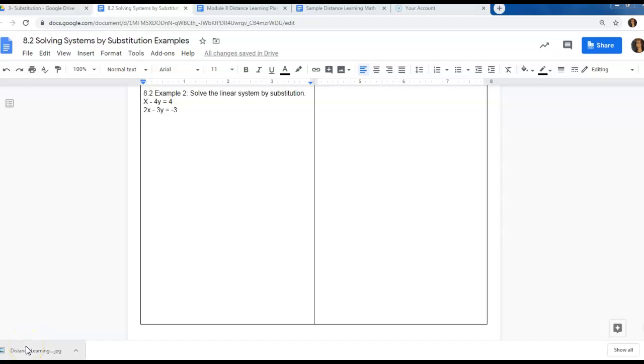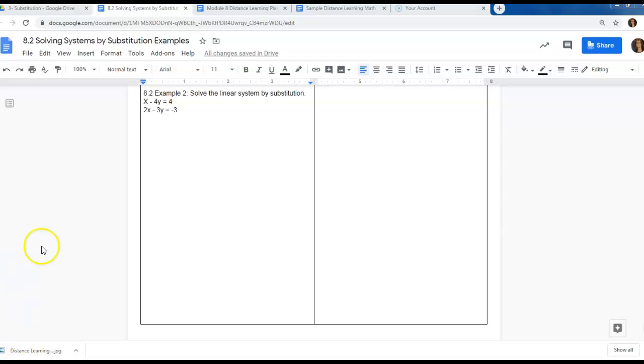Hi everyone, second to the last example on 8-2, which is the ugliest section of anything that we're doing this year, okay? So anyways, example 2 on lesson 8-2, which is solving systems by substitution. And it's a solve the system by substitution.